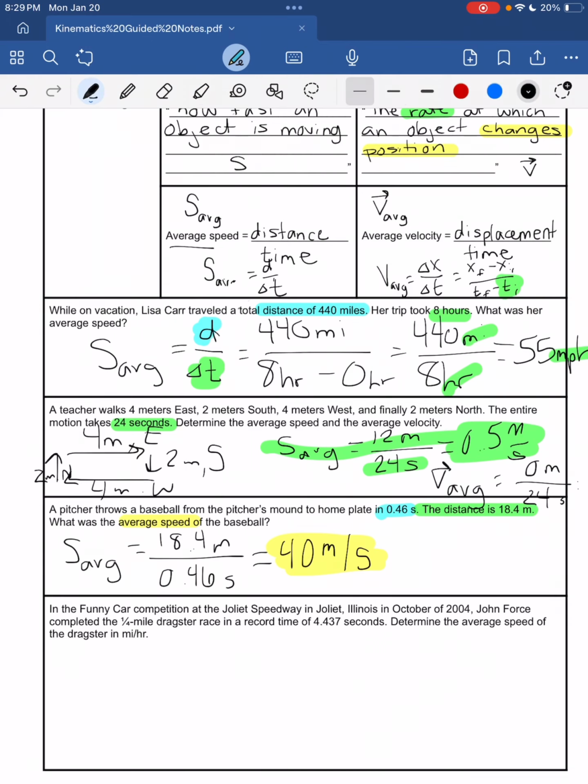Okay, one more here. In the funny car competition at the Joliet Speedway in Joliet, Illinois in October of 2004, John Force completed the quarter-mile dragster race in a record time of 4.437 seconds. Determine the average speed of the dragster in miles per hour. So it's wanting us to convert our answer to miles per hour, and we can see that we have seconds and miles here. But first we need to find the average speed, so let's worry about doing that first.